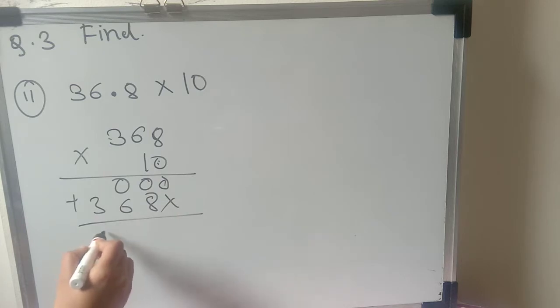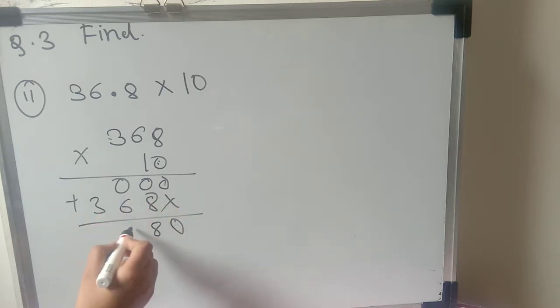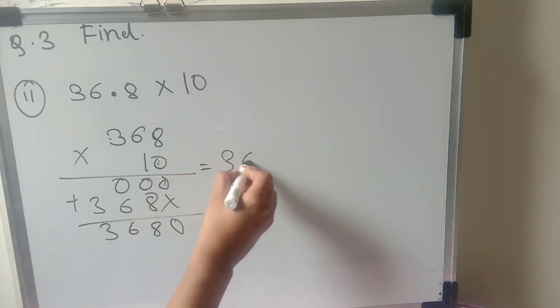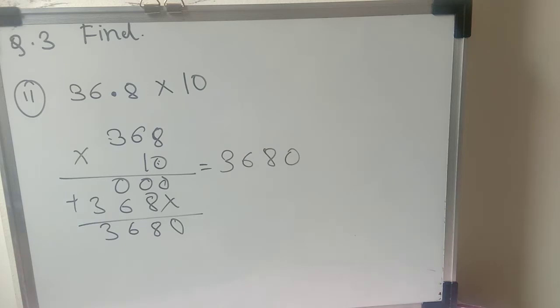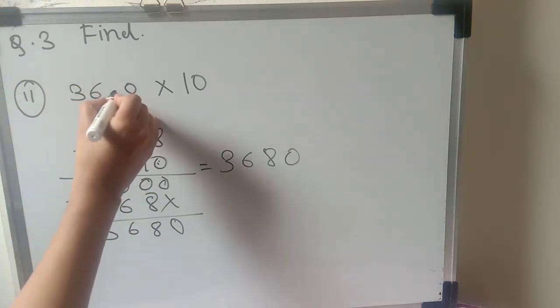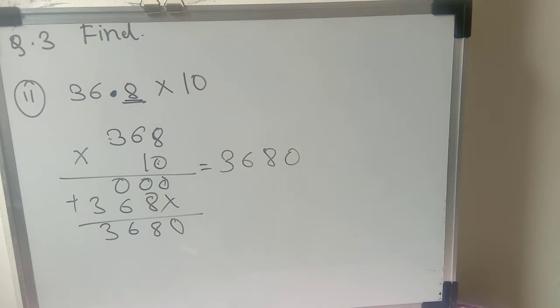Okay, just add them. 0, 8 plus 0, 8, 6 plus 0, 6 and 3. Okay, so here we got the answer 3680. Okay, so here just see in the question, in the first decimal number, after the decimal point, how many places are there? Only one place is there.